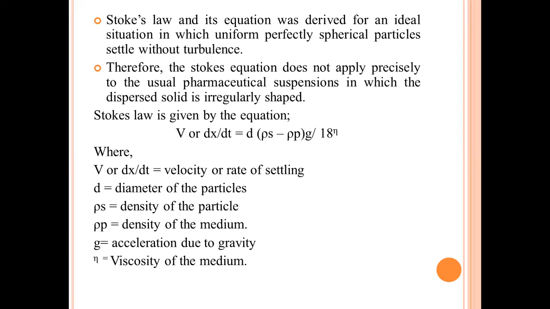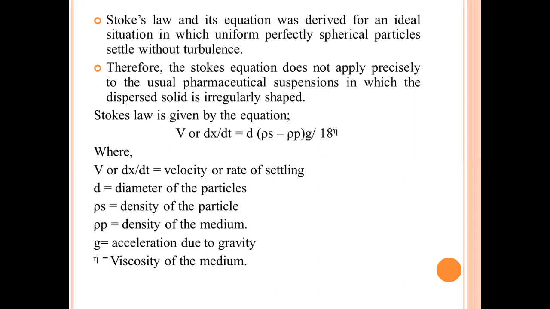From this equation we can say that d is the diameter of the particle, so the velocity or rate of settling is directly proportional to the diameter of the particle. Means if you want to reduce the rate of settling, you have to adjust the diameter accordingly. Then rho s minus rho p is the difference between the density of particle and the density of medium. The rate of settling is greater when this density difference is more, so if you need to reduce the rate of settling, you have to reduce this difference between the densities.